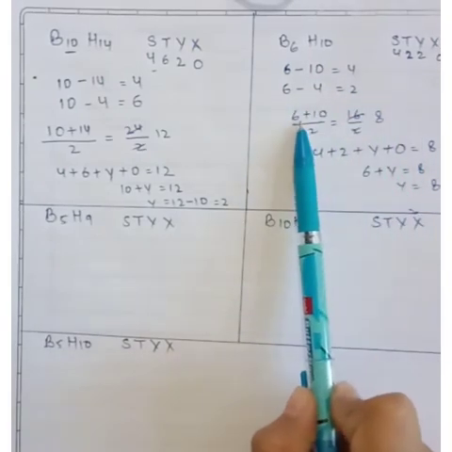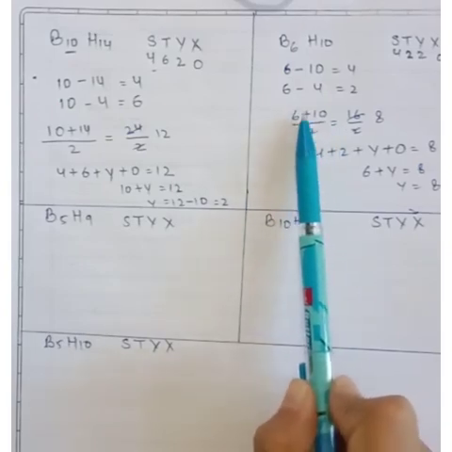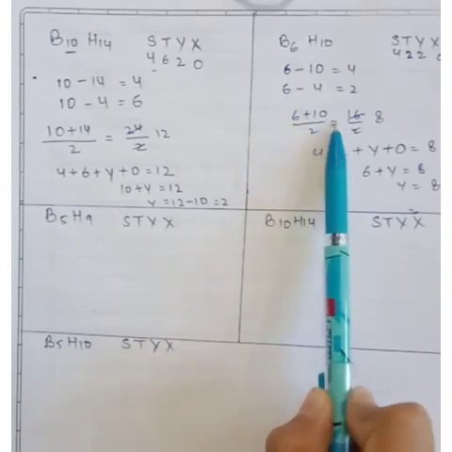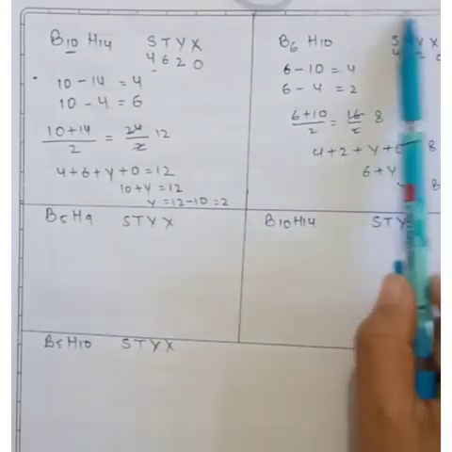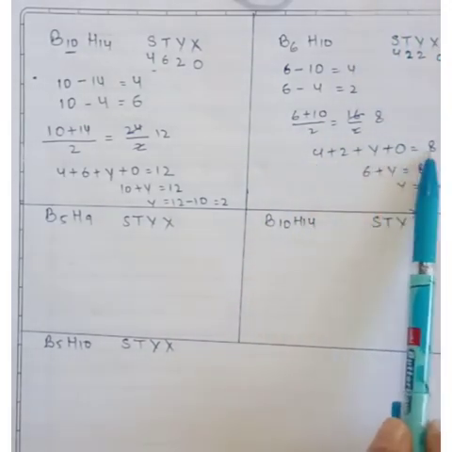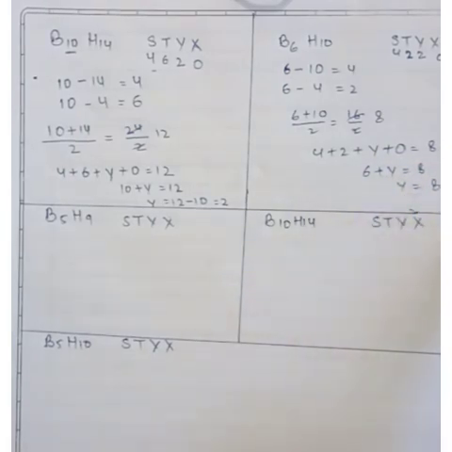Now let's find out the value of Y, which is 6 plus 10 by 2. Total number of boron plus total number of hydrogen, divided by 2 to get an average value, which is equal to 8. Now the sum of all these numbers is equal to 8. 4 plus 2 plus Y plus 0 is equal to 8. Now 6 plus Y is equal to 8, and Y's value we get is 2.